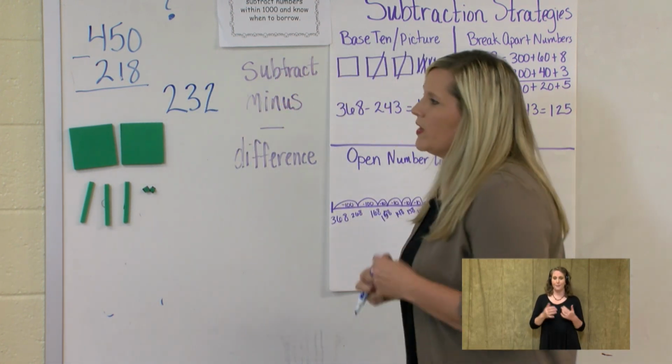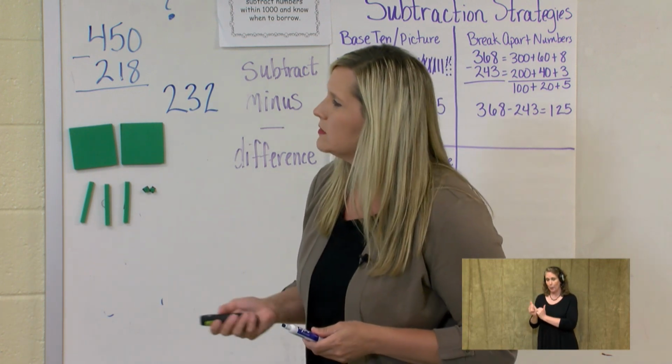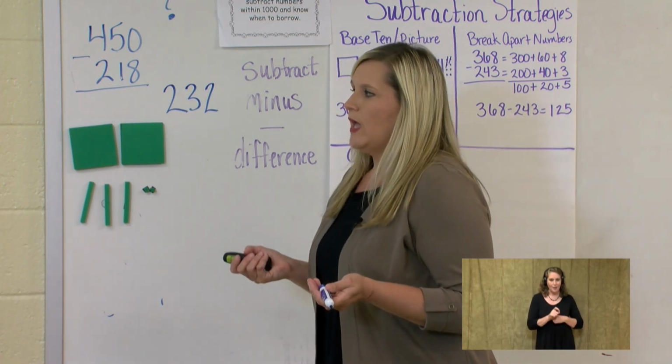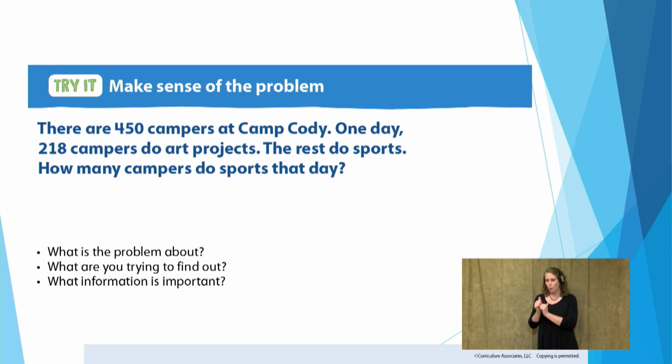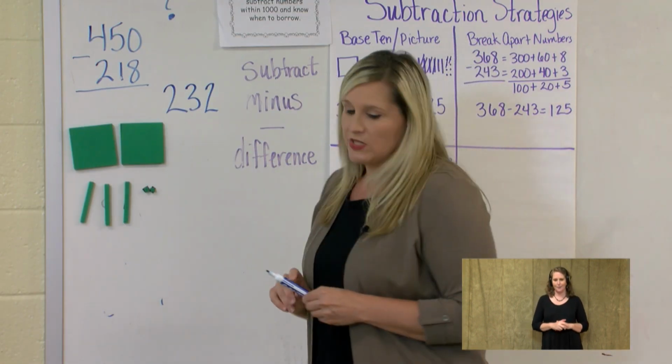So now we know how many campers. Let's remember what our problem was. How many campers do sports? So 232 campers do sports. So we were able to figure out that problem by using regrouping. We regrouped and made our 10 some ones so that we could take enough away. All right, so we found out the answer to that problem.